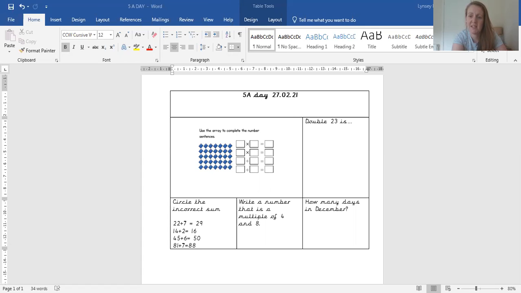Okay, so this one, write a number that is a multiple of 4 and 8. A multiple means that it's in that times table. So it's got to be a number that's in the 4 times table and the 8 times table. Well, 8 is in both, isn't it? Because we've got 2 times 4 is 8, 1 times 8 is 8. That could have been one of the answers. 16 is also in both of those times tables. 8, 16, 2 times 8. 4, 8, 12, 16. They are both in there as well.